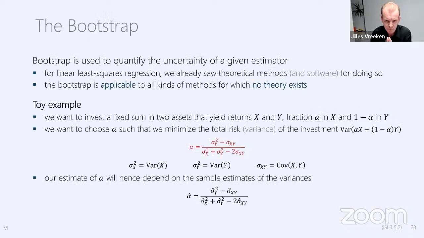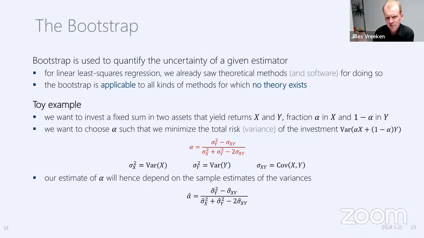Whereas cross-validation is useful to estimate test error, bootstrap can give you an estimate of how uncertain we are about a certain parameter, or we can quantify the uncertainty of a given estimator. So in linear regression, we didn't really need that, right? We already saw that we can analytically, theoretically determine the confidence interval of a certain parameter.